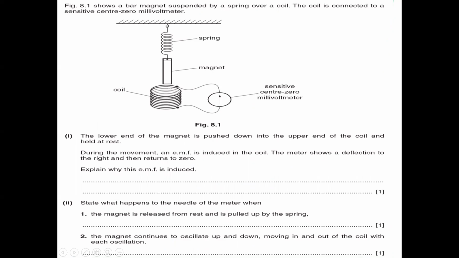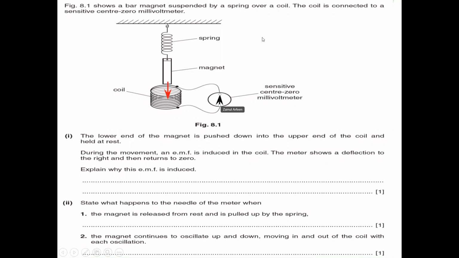A similar question: a magnet is being held by a spring and the lower end of the magnet is pushed down into the upper end of a coil and it is held at rest. During the movement, the EMF is induced and the meter shows a deflection to the right-hand side and then it returns to zero. So when we move the magnet downward, the deflection is towards the right, and then we stop. There's no change in magnetic field, so it returns to zero.